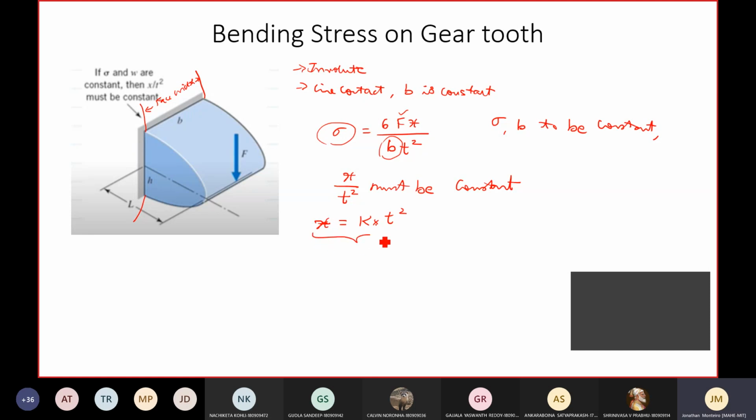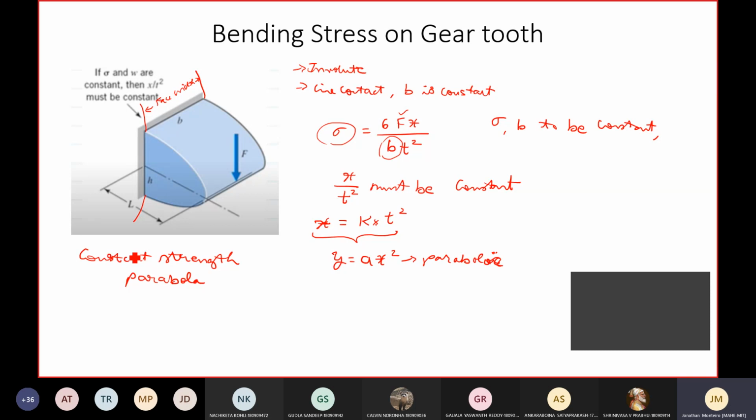Now what is this form? Do you remember this? This is y is equal to ax square, a parabolic form. Got it? So what is the shape we are dealing with here? A constant strength parabola. So this is the curve we go for, a constant strength parabola.